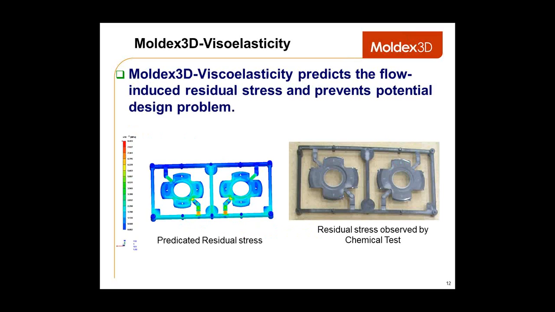Viscoelasticity. With this tool, we can predict flow-induced residual stress and prevent potential design problems. In the pictures below, we can see the predicted residual stress calculated by our solver and the actual residual stress observed in the chemical test. And based on the two images, you can see that our solver has predicted where the results would be, and we're accurate with the chemical test.